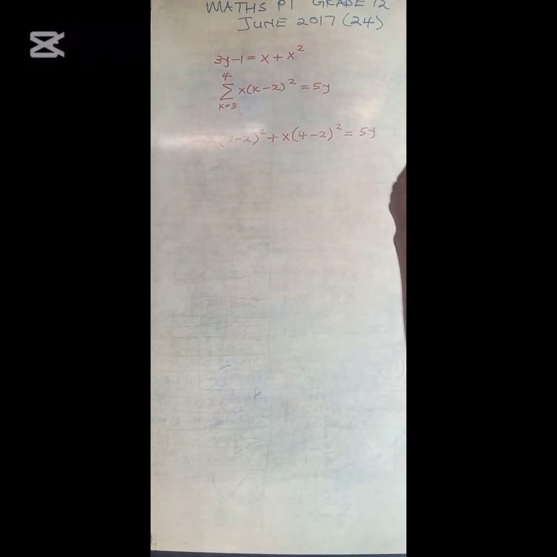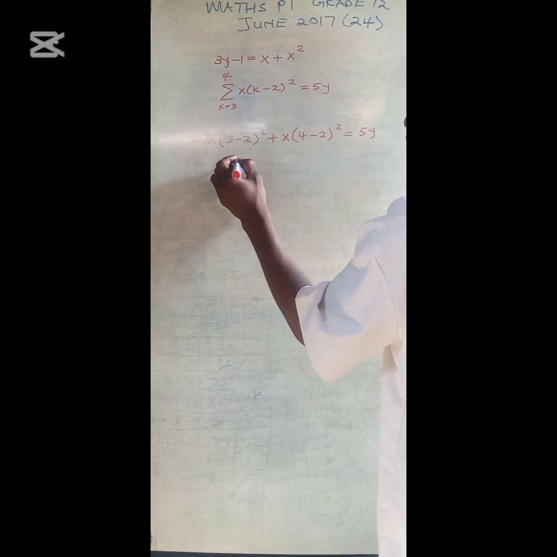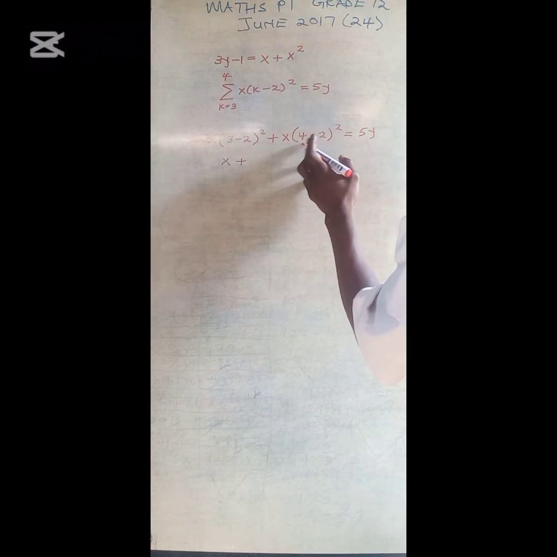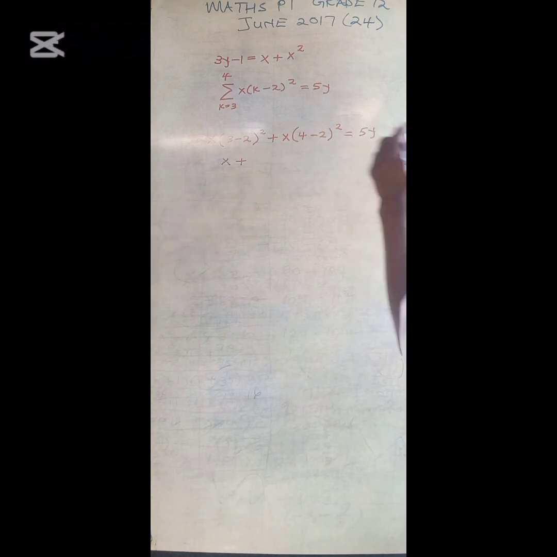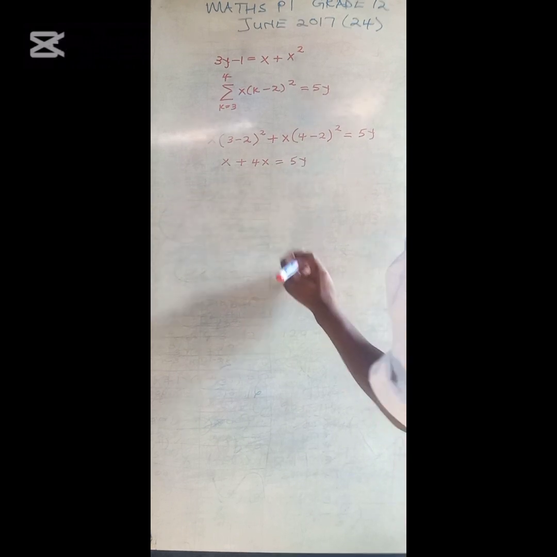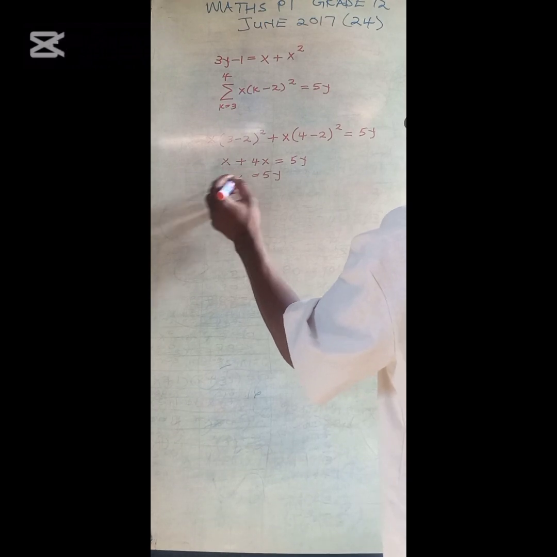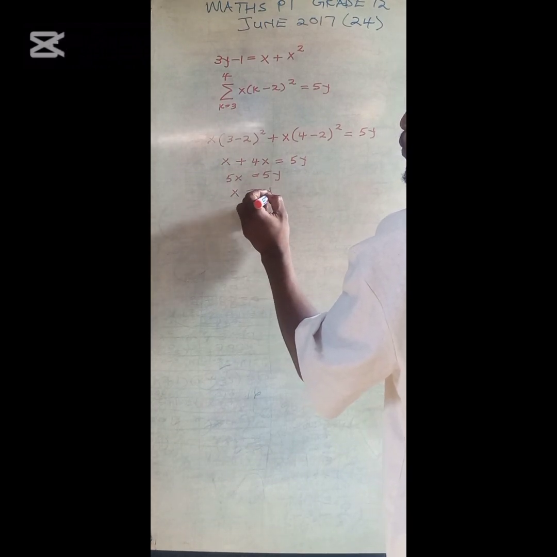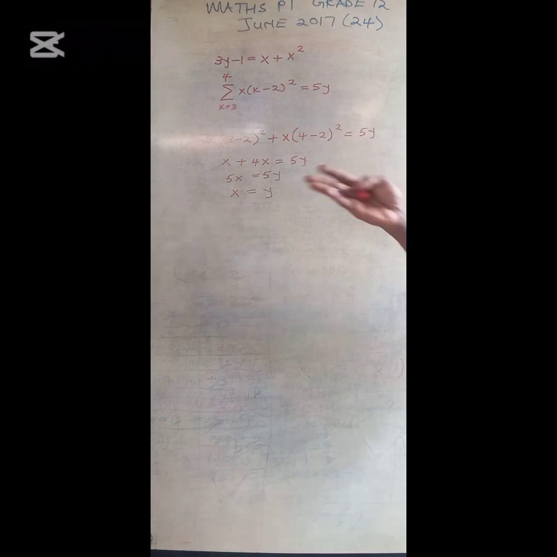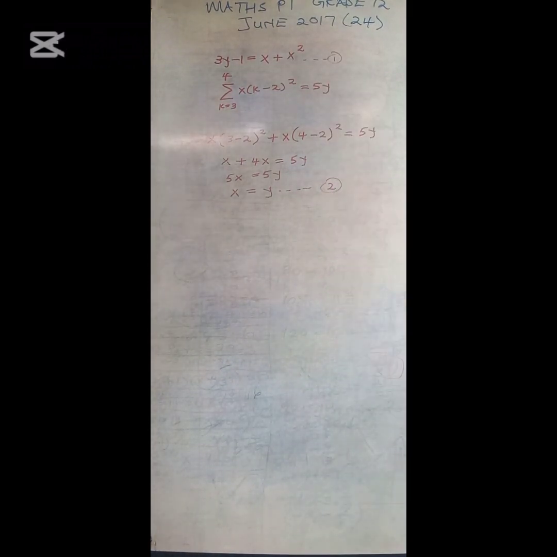Okay. 3 minus 2 is 1. 1 squared is 1. 1 times x is x. We have x this side. 4 minus 2 is 2. 2 squared is 4. 4 times x is 4x. So it says 5x is equal to 5y. We divide both sides by 5. It says x is equal to y. So this is what they wanted to tell us. This is our equation 2, and this is our equation 1, so we can substitute x or y wherever we see x or y.